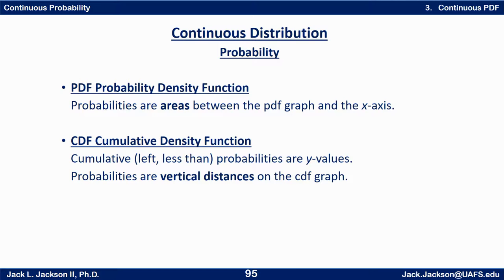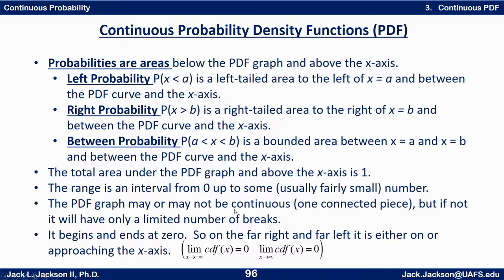In the PDF, the probability density function, probabilities are areas between the PDF graph and the x-axis. The CDF, cumulative density function, the cumulative, left, or less than probabilities are y values, and in general, probabilities are vertical distances on the CDF graph. So for the PDF, probabilities are areas. Keep that in mind. And these are areas between the PDF graph, below it, and above the x-axis, so between the axis and the PDF graph.